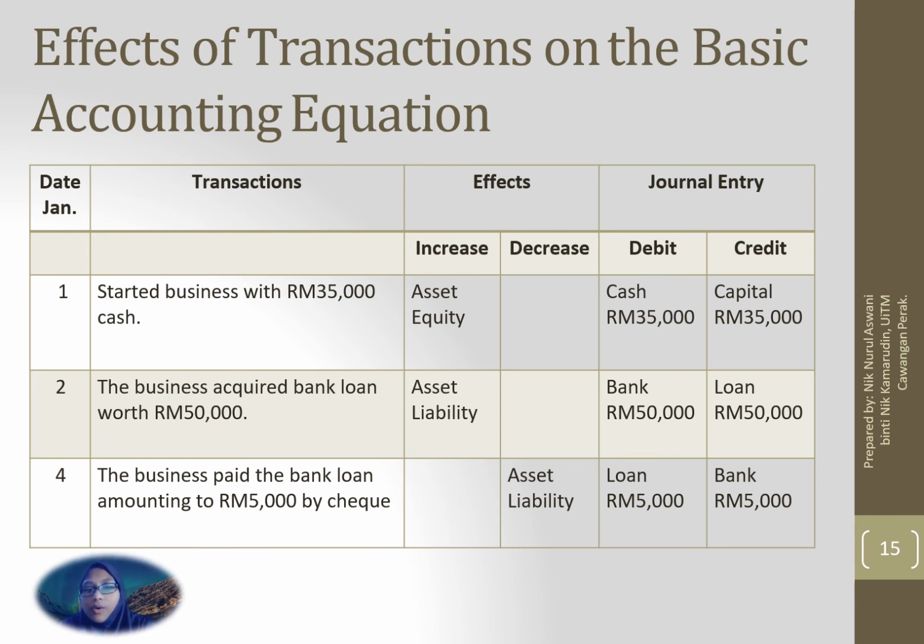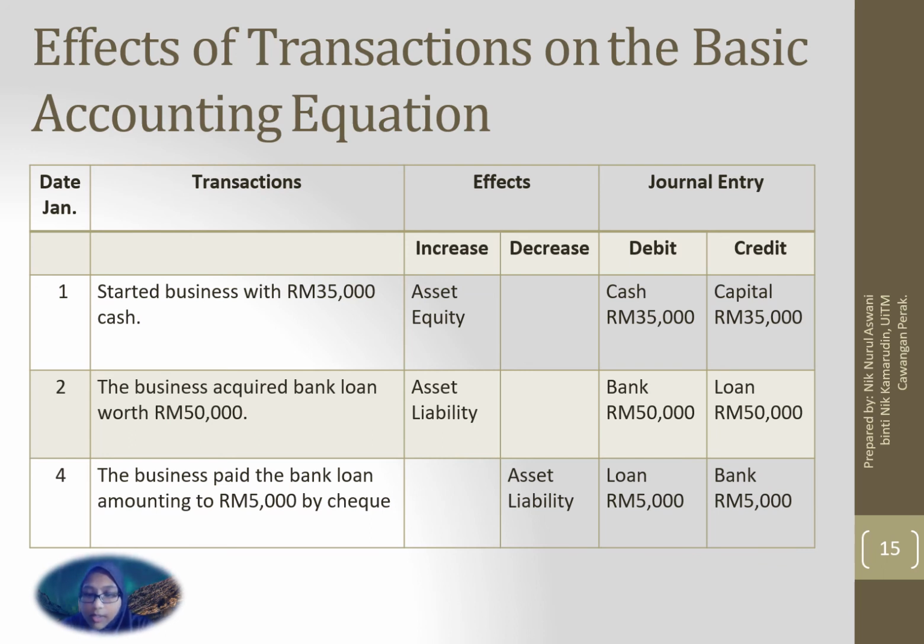So for the increase in asset, we are going to debit. What account to debit? What account is affected from the bank loan? When you get money from the bank loan, usually it will be transferred to your bank account. So debit bank 50,000 ringgit, cash at bank 50,000 ringgit. And to record increase in liability, we are going to credit. So what account to be credited? Credit loan 50,000 ringgit.